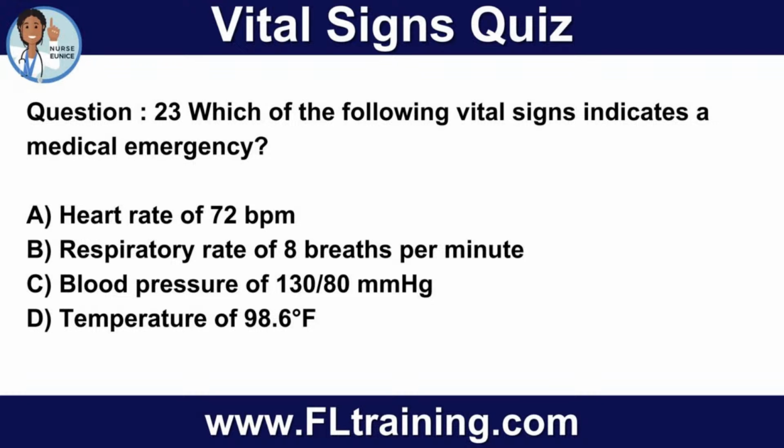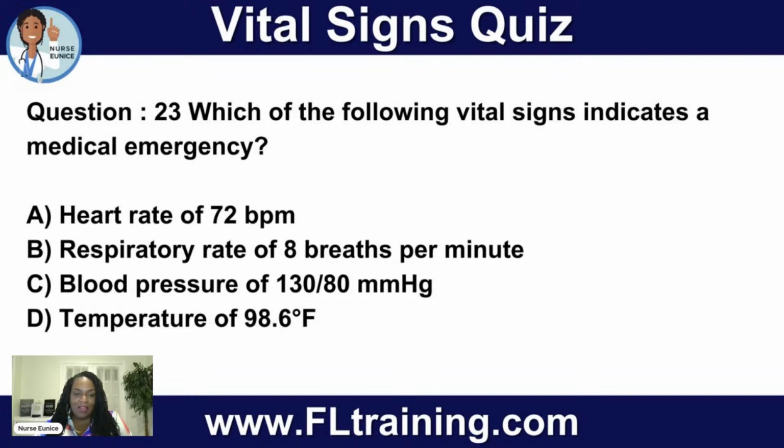So let me remind you that a blood pressure systolic can be 100 up to 140. Diastolic is usually 50 to 80. So that weeds out C. C is not the response. A heart rate for an adult is between 60 to 100. So in this particular scenario, the heart rate of 72, there's nothing that you would tell the nurse about that one.